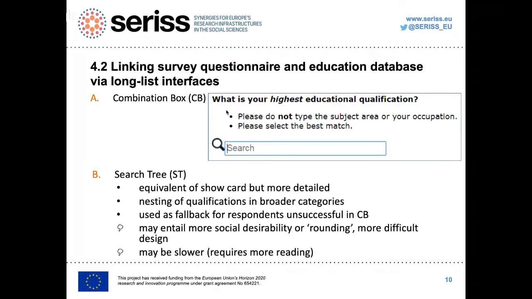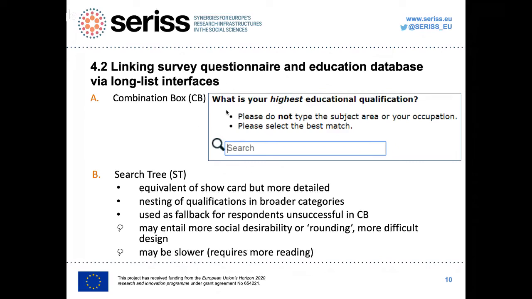The second interface in the questionnaire to access the database is the search tree, which is a bit like a show card, but can be more detailed because it nests qualifications in broader categories. This can either be used as a fallback for respondents that don't find a good match with the combination box, but it can also be used standalone because for some countries we don't have enough detail in the educational system to make the search worthwhile. The search tree doesn't require you to memorize or to know your educational qualification off the top of your head. You can read through the list and then check whatever makes most sense for you.